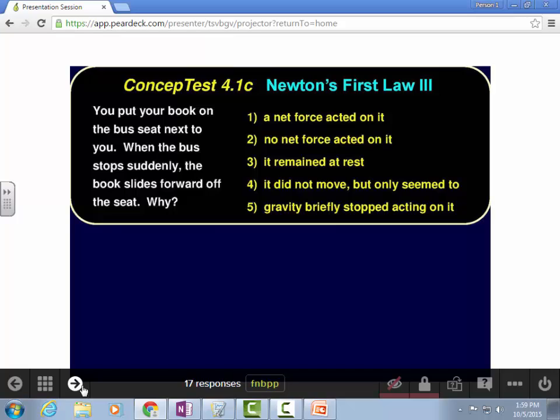2. No net force acted on the book. Why did the book slide off? What had a net force acting on it? The bus. The bus had a net force acting on it. The book remained at a constant velocity. As a result, it slides off the bus, or it slides off the seat.